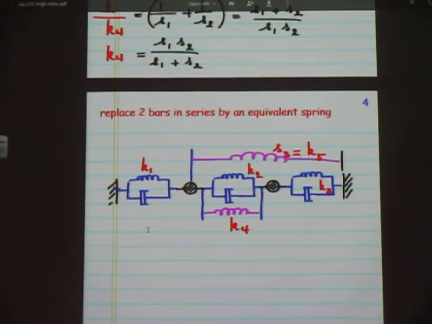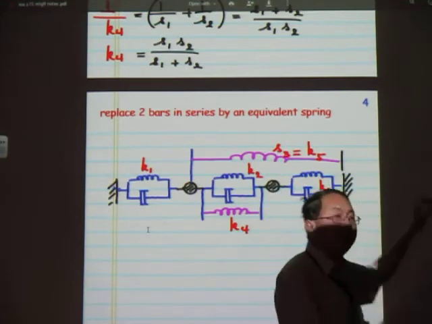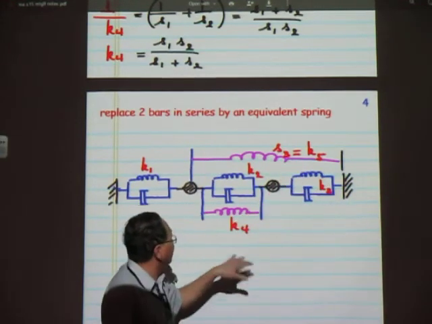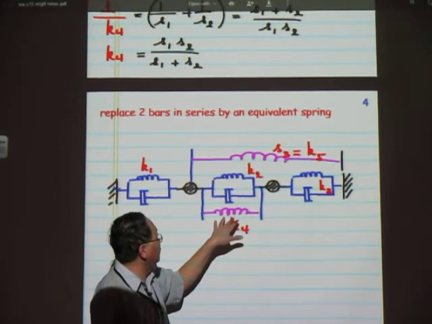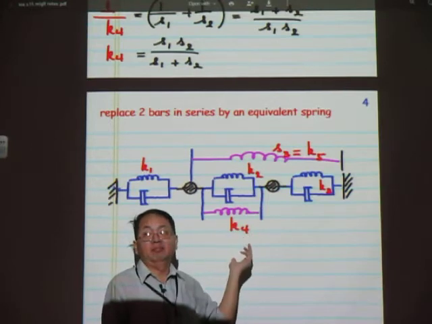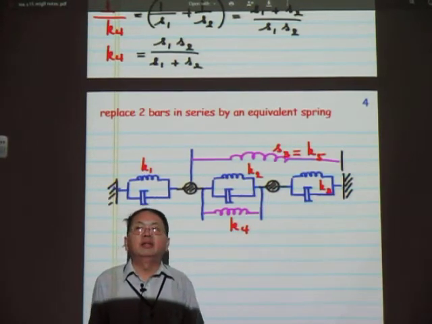Okay, next question. Next critical thinking question. Is that all we can do? First remember we replace the continuous bar by this equivalent spring. We replace two continuous bars in series by an equivalent spring, right? Is there anything else that we can do further to reduce the problem?